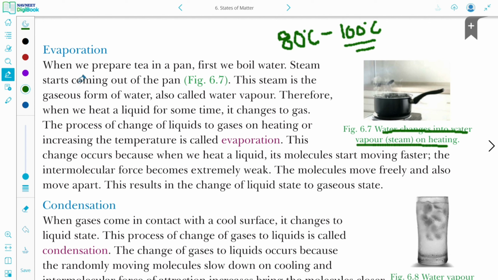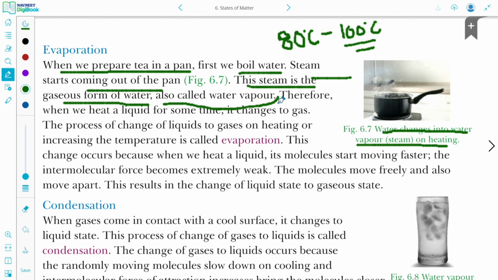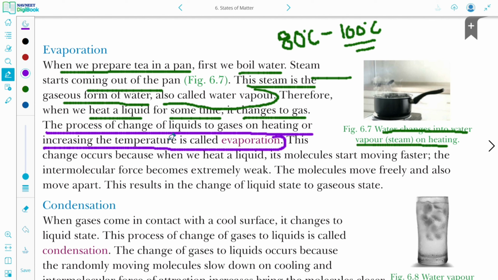So let's see an example. When we prepare tea in a pan, first we boil water, and steam starts coming out of the pan. This steam is the gaseous form of water, also called water vapor. Therefore, when we heat a liquid for some time, it changes to gas. The process of change of liquid to gas on heating or increase in temperature is called evaporation.